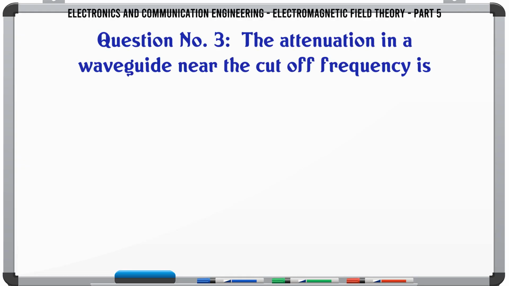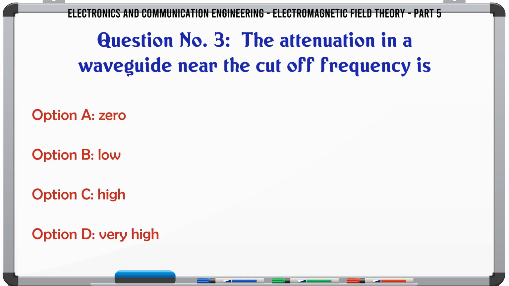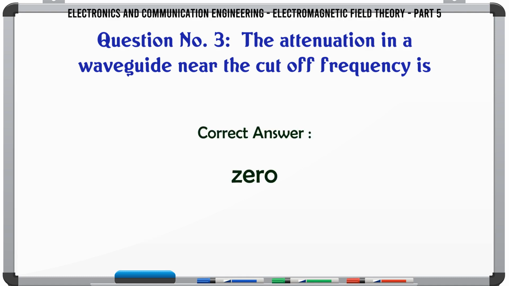The attenuation in a waveguide near the cutoff frequency is A. 0. B. Low. C. High. D. Very high. The correct answer is 0.